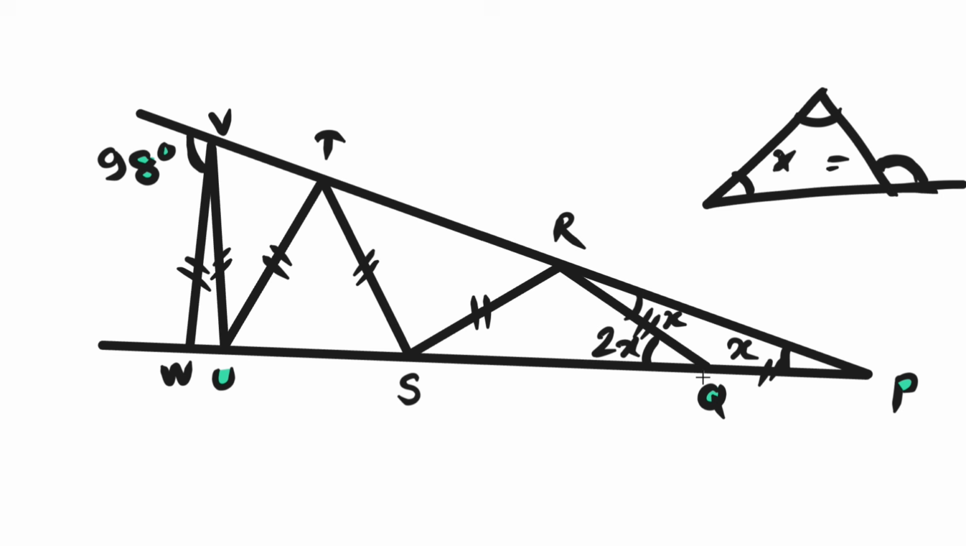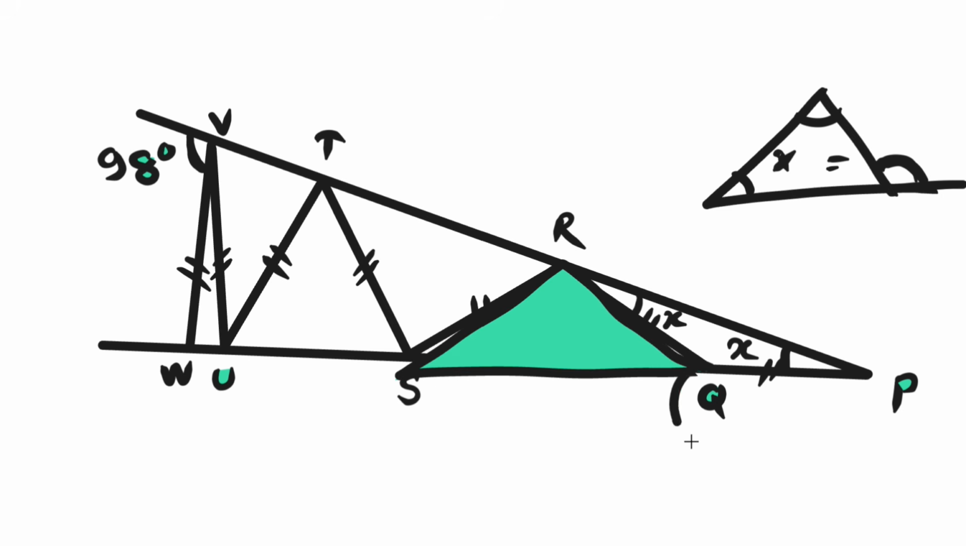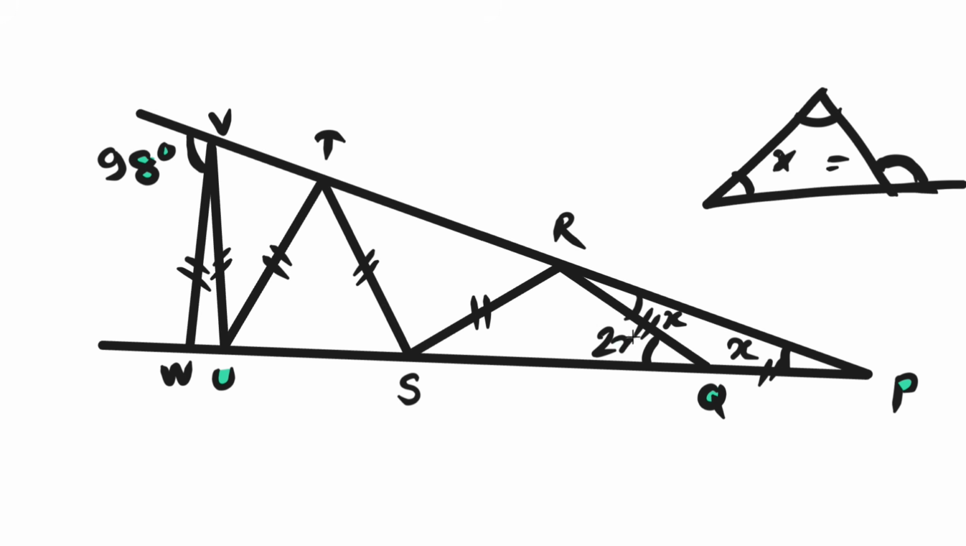Now we move one triangle to the left and consider triangle QRS. Again, look at the marked segments. QR and RS are equal. So triangle QRS is another isosceles triangle. That means its two base angles are equal. From our previous step, the relevant angle at Q is the 2x angle that we just obtained. Because the triangle is isosceles, the matching base angle at S must also be 2x. So we now have another angle measuring 2x.